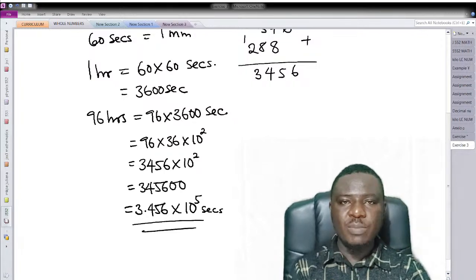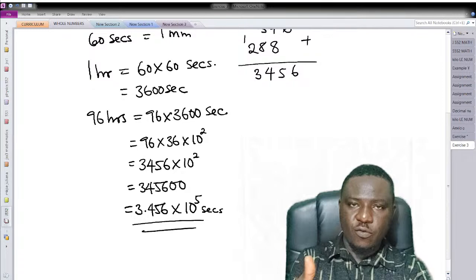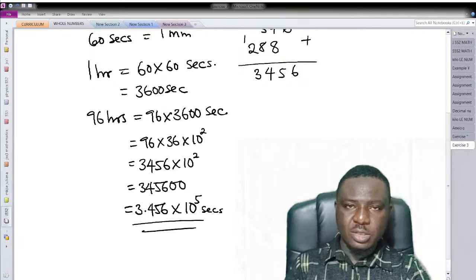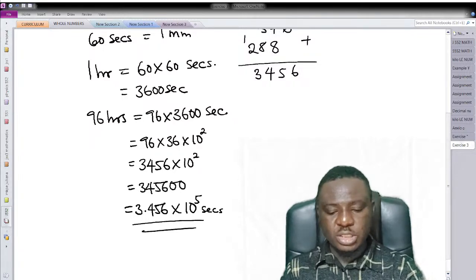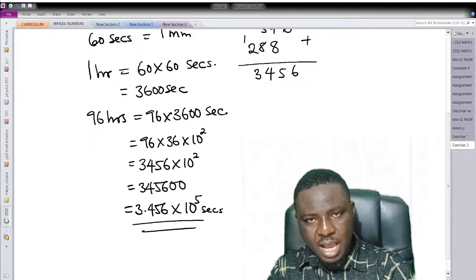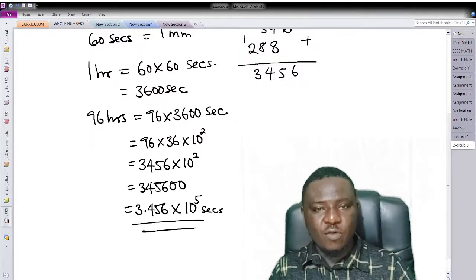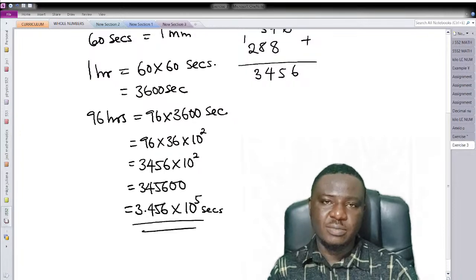Most times the question may come in word problems. Okay, so you have to follow the instructions as given in the question, and then you arrive at your answer. The question says we should find how many seconds we have in 96 hours, and we should also express it in standard form. And that is what I just did.